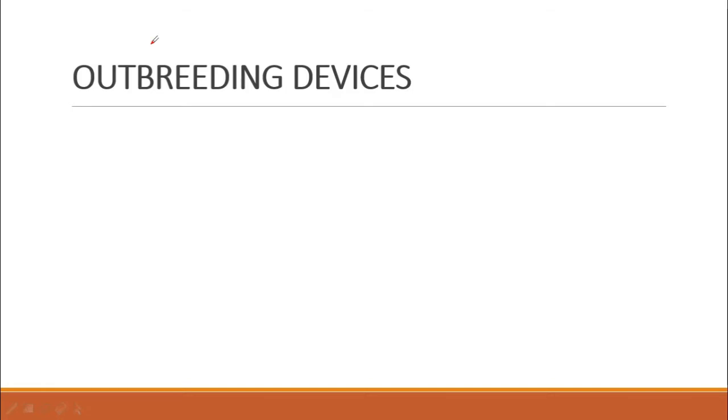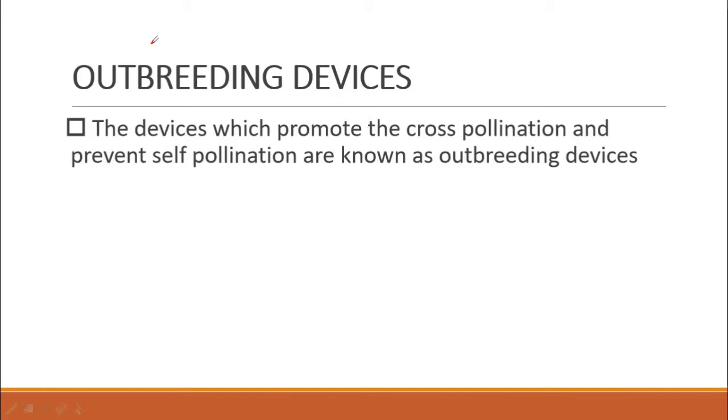The devices which promote cross pollination and prevent self pollination are known as outbreeding devices. ऐसे devices जो promote करते, that helps them to carry out cross pollination and prevent self pollination, such type of devices are called outbreeding devices.